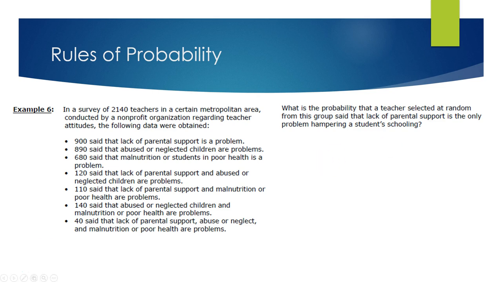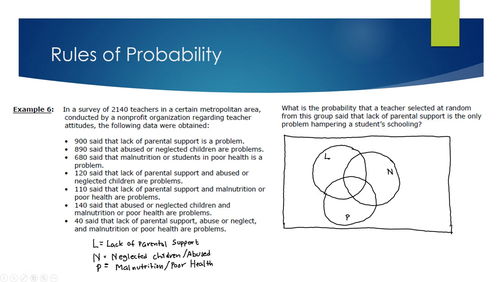So when I set this up, I'm going to have a Venn diagram set up here. I'm going to let L stand for lack of parental support. N is going to stand for neglected children or abused children. So that's the group, neglected and abused. And P is going to be for malnutrition and poor health being issues. And I start with the most restrictive one out. I know there's 40 people that said that all three of these were problems. So that middle region right there is going to be 40.